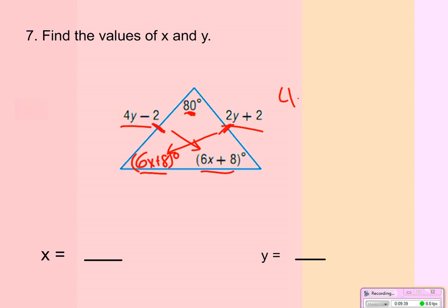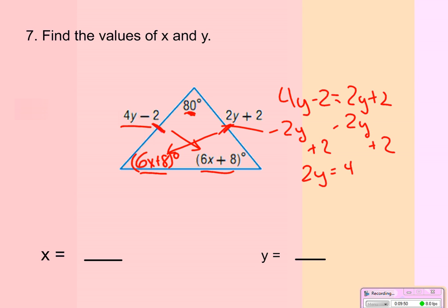So when I solve this, those 2 sides are equal to each other, so this just becomes a matter of doing a little algebra. So 2y equals 4, so y is going to equal 2.